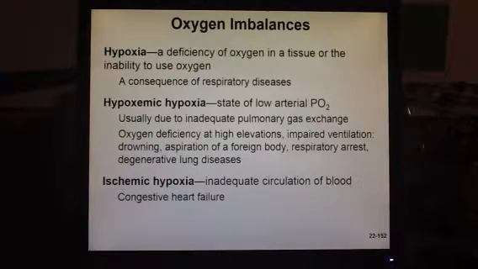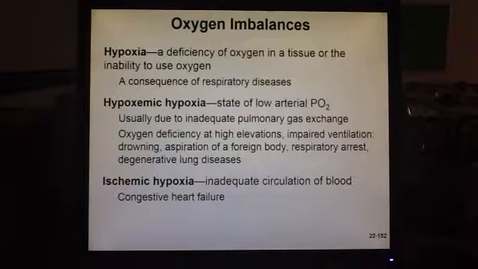It's a deficiency of oxygen in a tissue, or there's enough oxygen being delivered, but it's the inability to use that oxygen. Usually hypoxia is the consequence of respiratory diseases or disorders, and it's going to fall into a few different separate types. Hypoxemic hypoxia, which just seems like a very ridiculous name to me, is when the pressure of oxygen in the arteries is low. That could usually be due to not enough gas exchange in the pulmonary circuit.